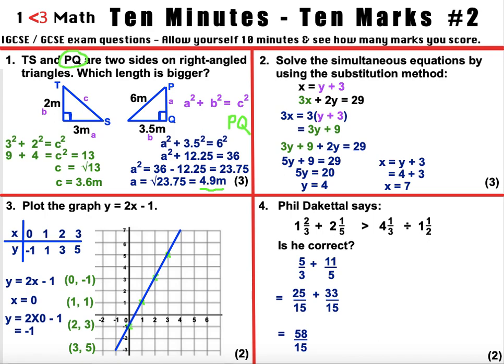Now 15 goes into 58 3 whole times with a remainder of 13. So we can change that back to a mixed number. It's 3 13 over 15. Now we're going to look at the division of the fractions.